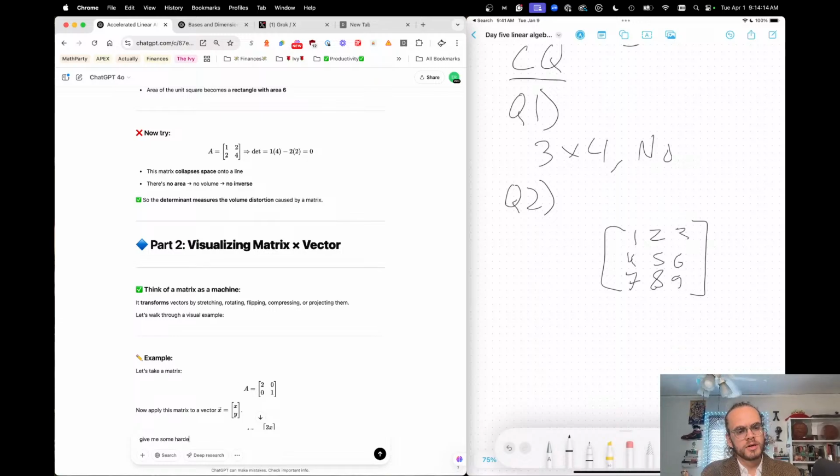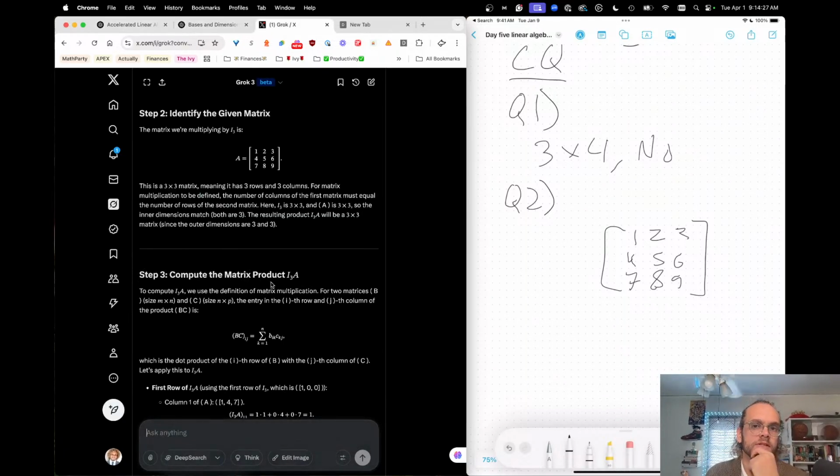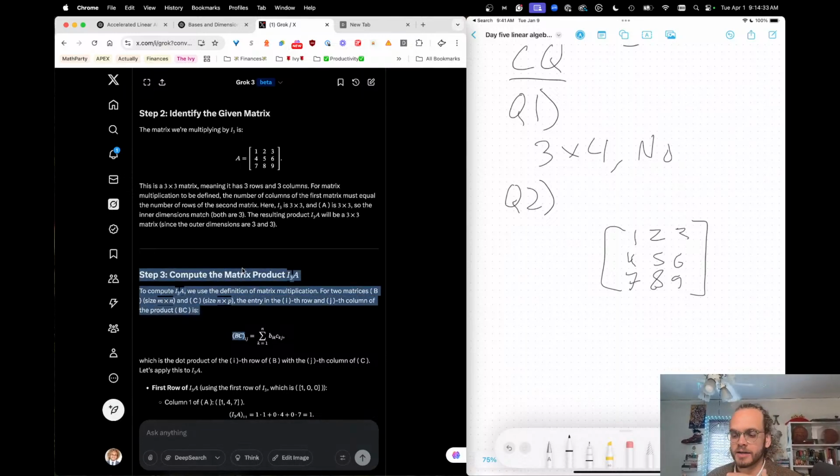Need some harder problems from this lesson. Would be in an MIT linear algebra class. I think it's always good to ask that because, again, the standard that it gives is just very basic. And that's true of all AI. You never want to just rely on it as your sole source of truth without any further interrogating.